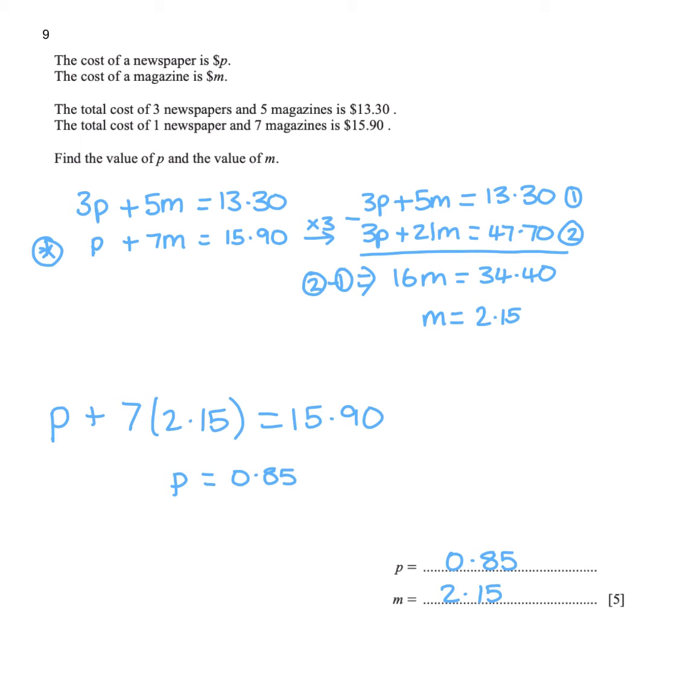So we could check it in that first equation, equation 1. So 3 times 0.85 plus 5 lots of the cost of the magazine, $2.15, should give me $13.30, and we can type that in and check that it's correct.